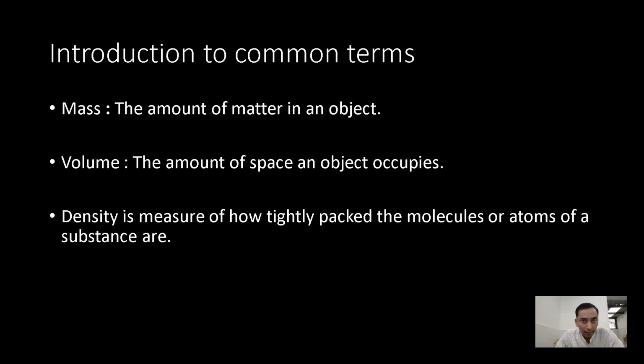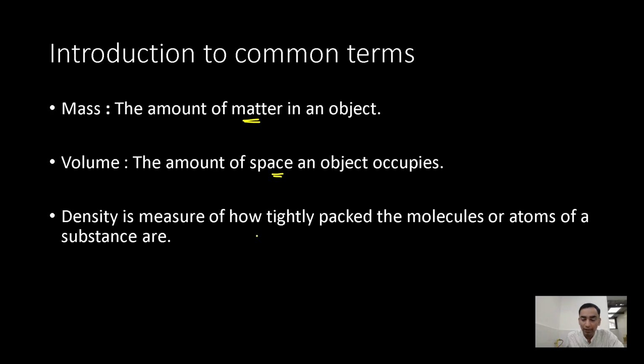First of all, in this chapter there are three terms which are very important: mass, volume and density. What do you mean by mass? Mass is the amount of matter or the quantity of matter in an object. Volume is the amount of space that is occupied by an object.